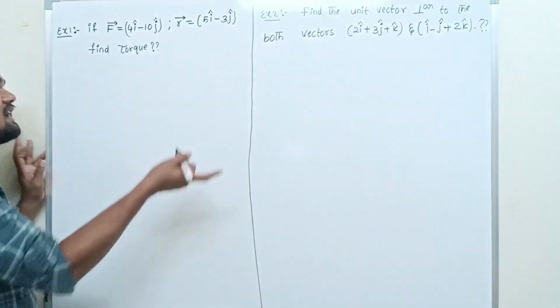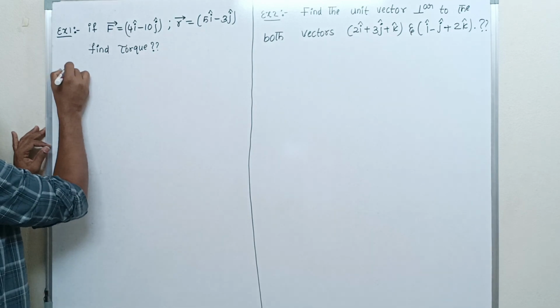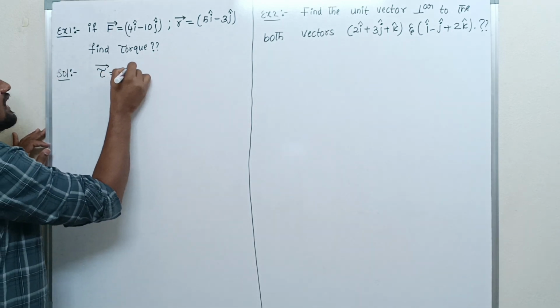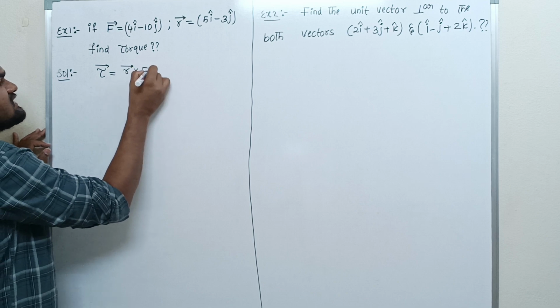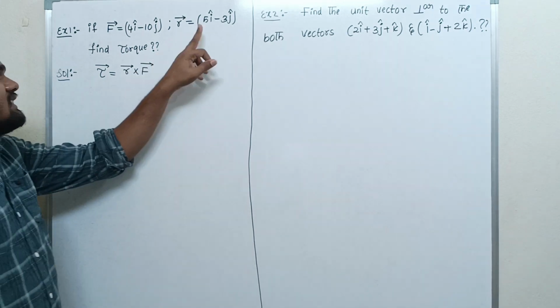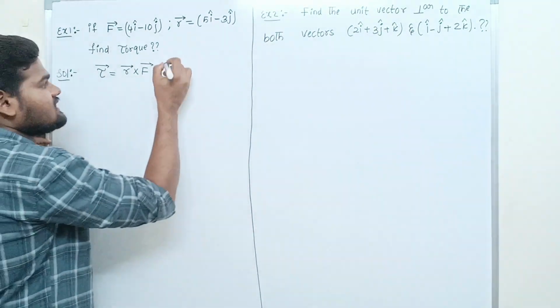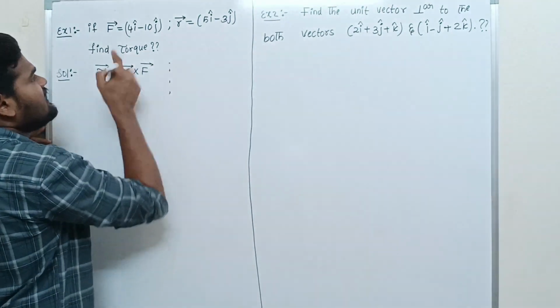Already in earlier examples I told you the formula for torque. So what is the torque? Torque tau is equal to r bar cross F bar. So this is the formula. Now we have to take the cross product of the r bar and F bar vectors. Have a look how to do the cross product in a simple way. I will explain.